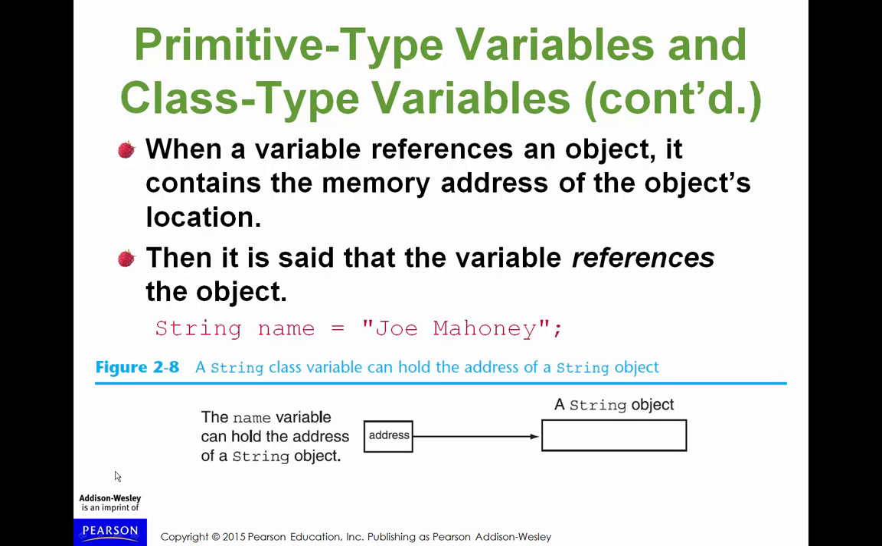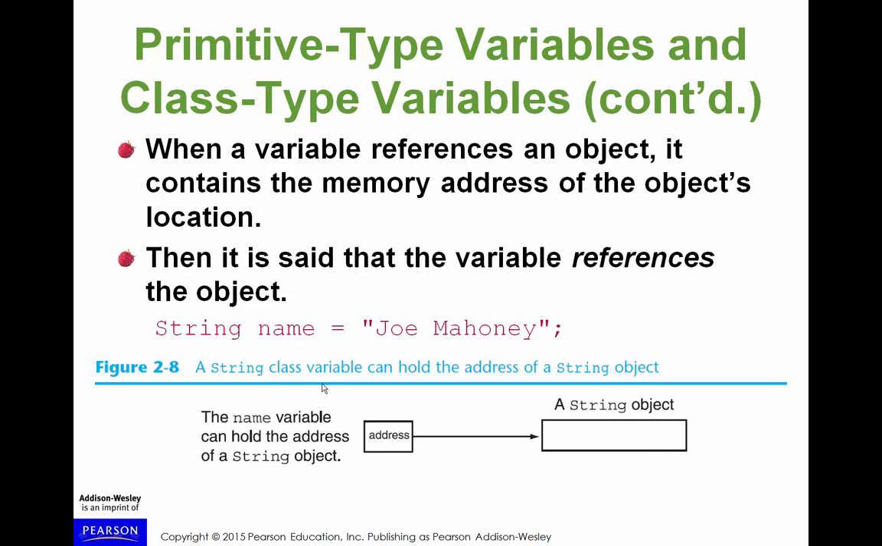So we have a visual representation of what we mean. Let's say we have this line here. We're declaring name to be a string, and we're assigning a particular name, Joe Mahoney, into that string. This is what that looks like. Instead of having the name Joe Mahoney inside of the box that name refers to, we have some address that points to some other place in memory where the string object is stored.